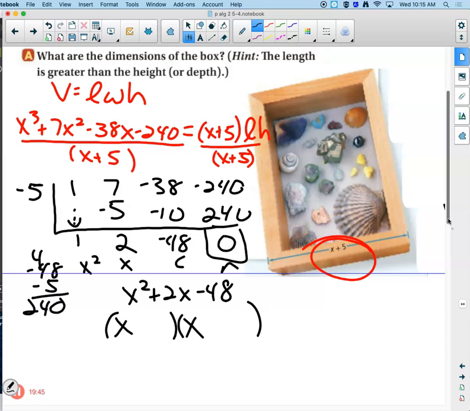Google Meet, you guys can help out too. The 2 numbers that multiply to -4. Thank you.